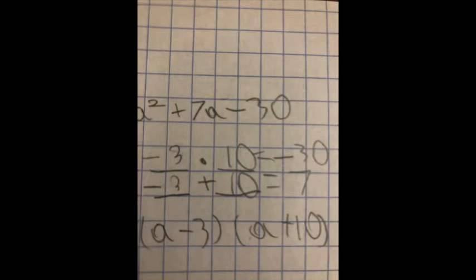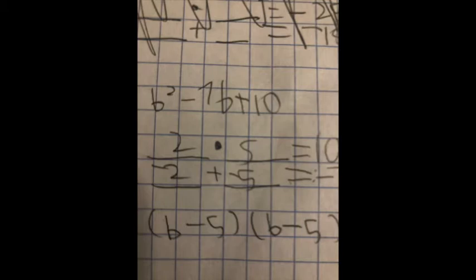Our next example is b squared minus 7b plus 10. This time, we're going to have to find out what times what equals 10, and those same factors, again, have to be able to be added together to get negative 7. In this instance, it would be negative 2 and negative 5. So, our answer would be b minus 5 times b minus 5.